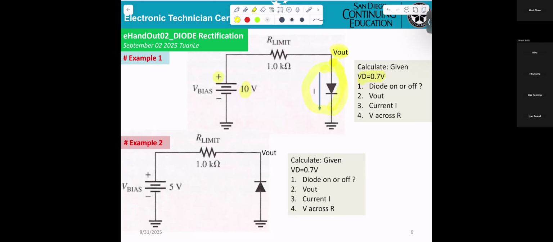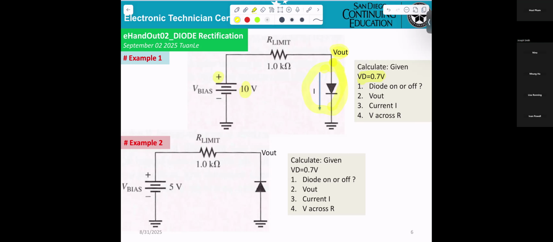No. My question is, you remove the diode. Supposed to be no diode. Question A, what is V out? If you remove the diode and you measure, you'll get 10 volts. No, I don't measure, I'm just asking what V out is. It is 10 volts. Correct. That's what I want.